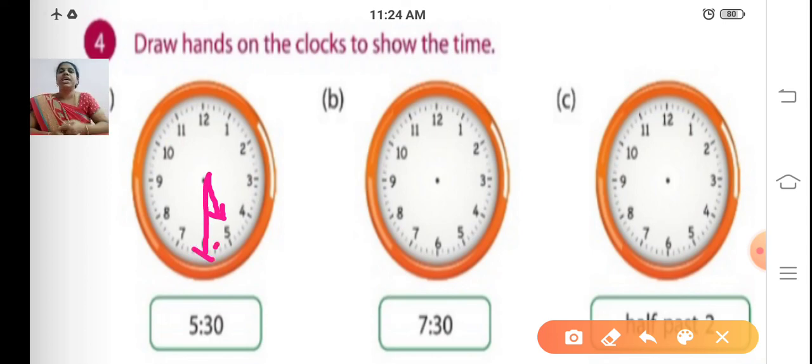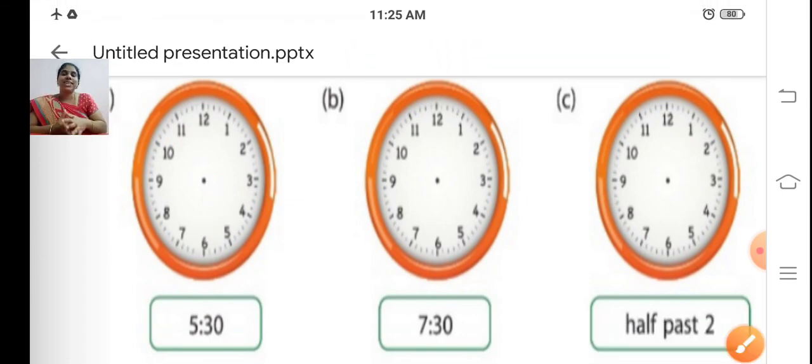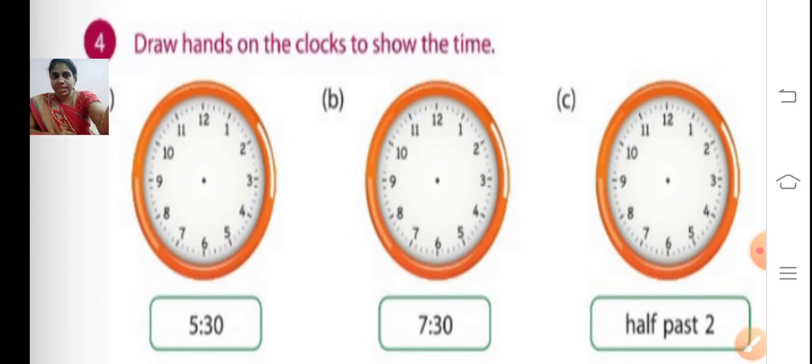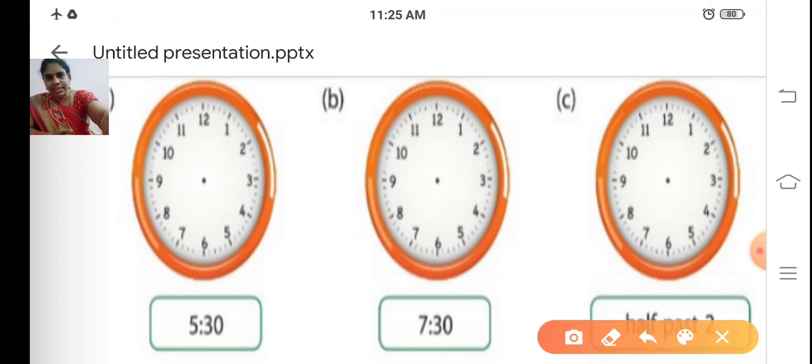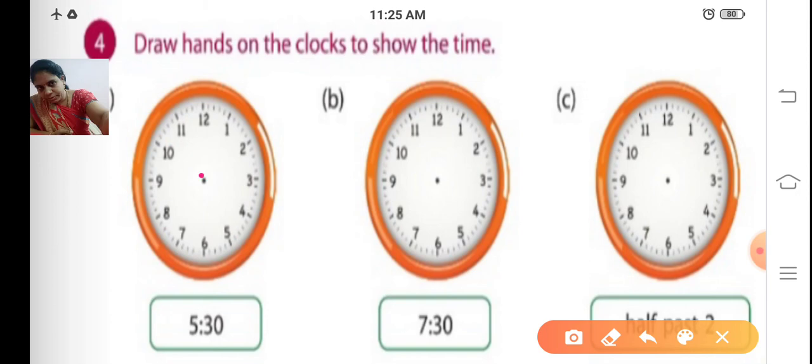So the time is 5:30. Just draw exactly at 5. Don't draw at 4. So the time is 5:30. How will you find out the minute? It is 30 minutes. 1 represents 5 minutes, 2 represents 10 minutes, so 6 represents 30 minutes. So the minute hand should be at 30. 5:30. Next, B sum is homework for you.